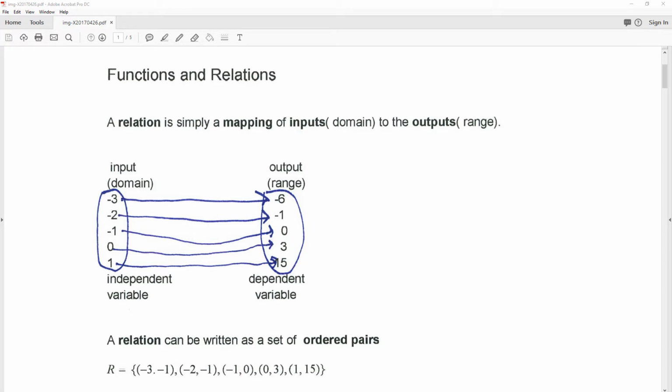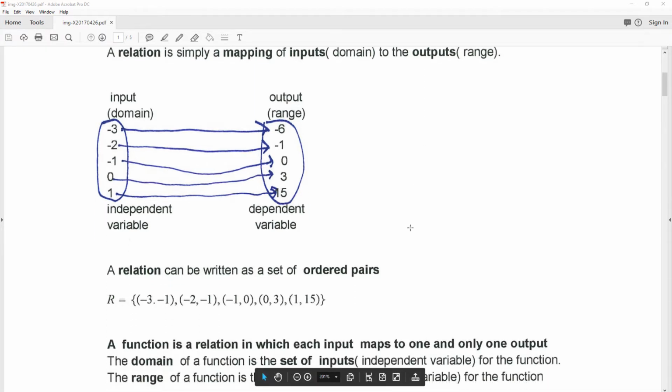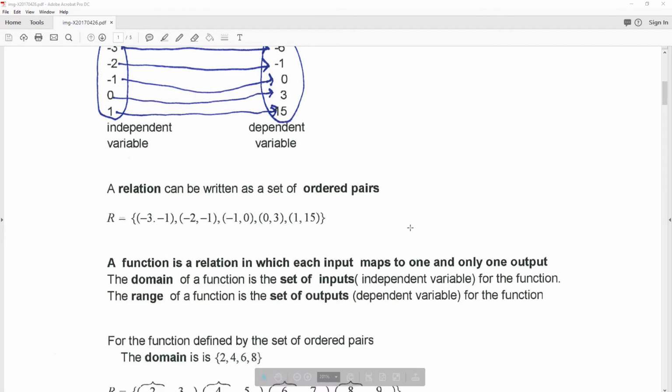The domain is called the independent variable, and the outputs are the dependent variable. The dependent variable depends on the independent variable, on the input independent variable. So a relation can also be written as a set of ordered pairs. And here we have a relation here in set form.